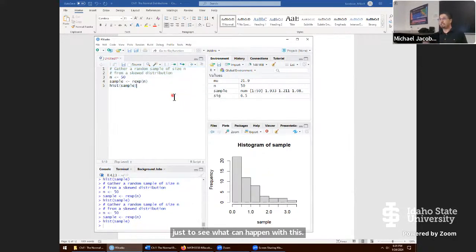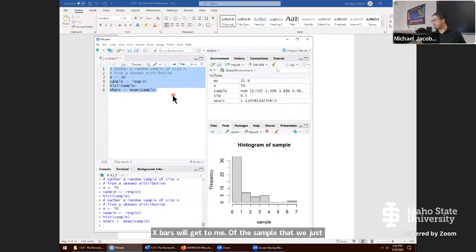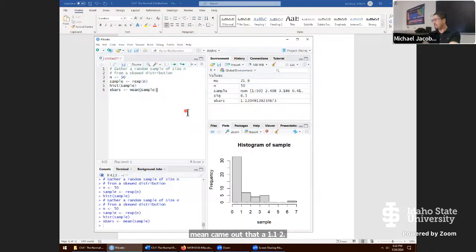But what we're studying here is a sampling distribution for the sample mean. So we ought to calculate X bar. Actually, in fact, we need loads of X bars. So I'm going to write this in as X bars to emphasize it. X bars will get mean of the sample that we just pulled. So running all that, we got a new sample, and the sample mean came out at a 1.12. So this is what would happen in just one study.